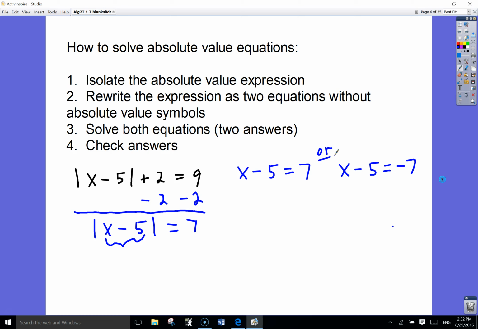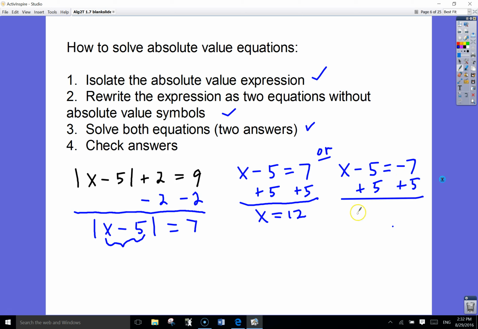So we isolated, and we wrote our two equations. Now we're going to solve them both. Both of these are pretty basic algebra equations. Add 5, x equals 12. Add 5, x equals negative 2. So the answer is x equals 12 or x equals negative 2.